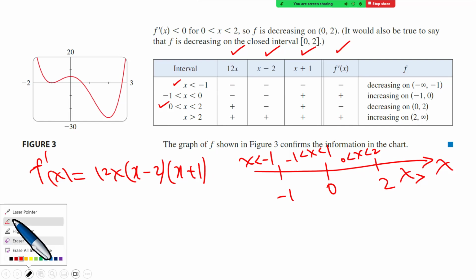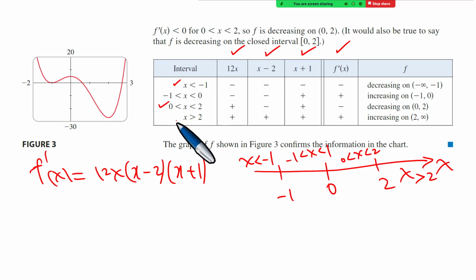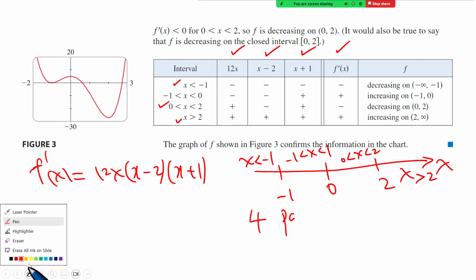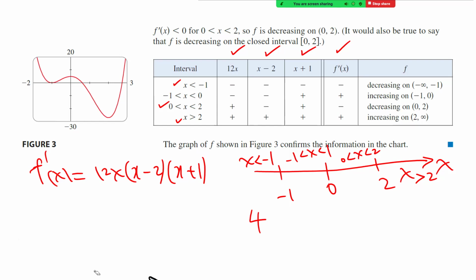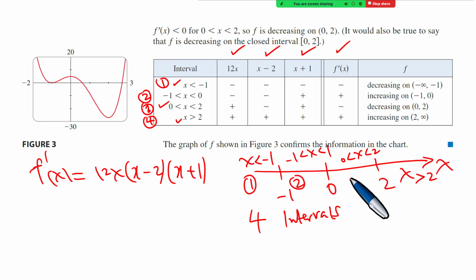Take a look at what we're getting here. We have all the parts. How many? There are 4 parts. We call them intervals. So we can say, Mr. Examiner, there are actually 4 intervals of interest: the first, the second, the third, and the 4th interval.